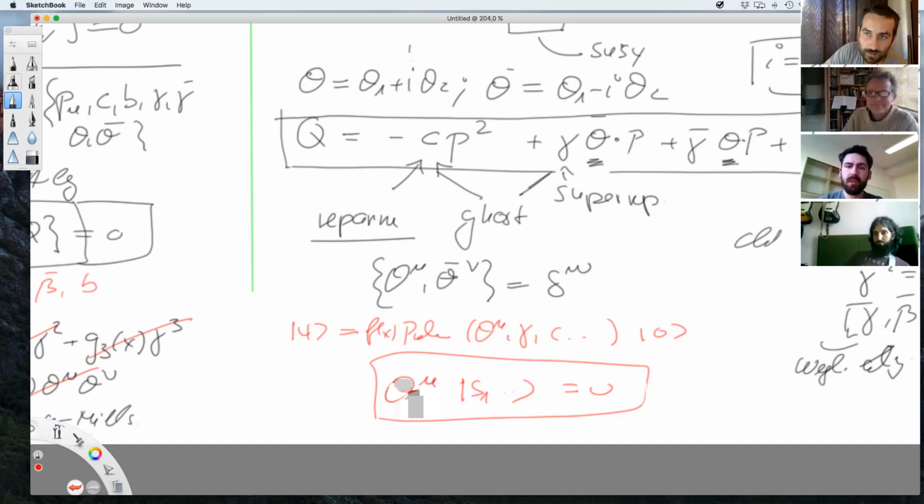One more question. For N equal 2, to define theta and theta bar, you need a complex structure in your target space. Can you incorporate this as a deformation of Q? Can you deform Q in the sense of the complex structure in the target space and introduce this as a deformation of the Q operator?